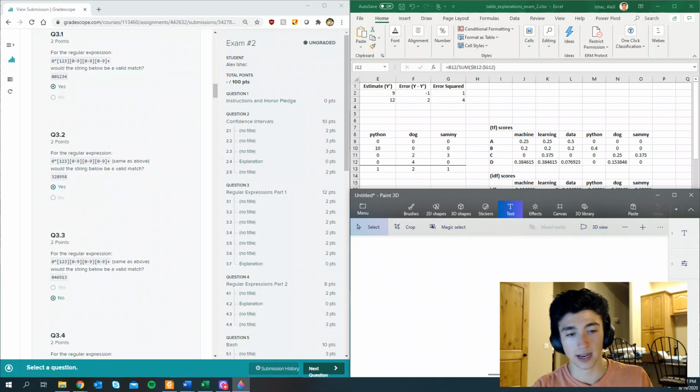3.2 is asking, for the regular expression below, which is the same as above, would the string below be a valid match? And the answer for that is also yes. It's for the same reasoning as I explained in 3.1. Every character within the string is present in the set specified in the regex. Same explanation as 3.1.